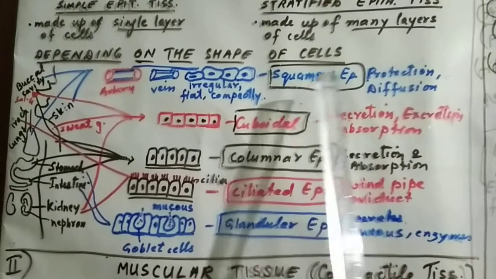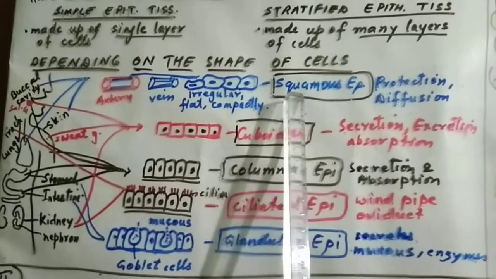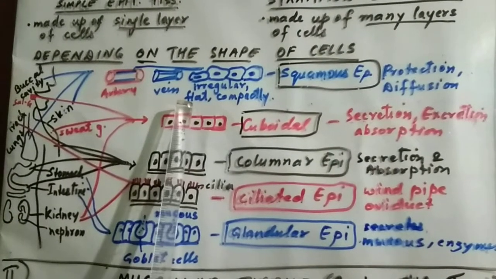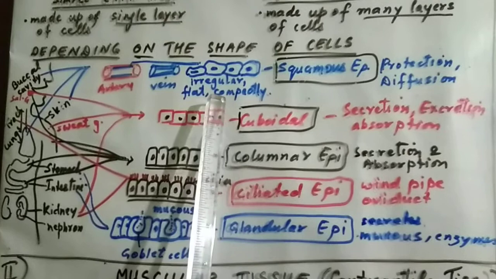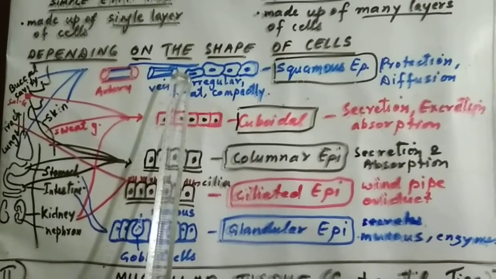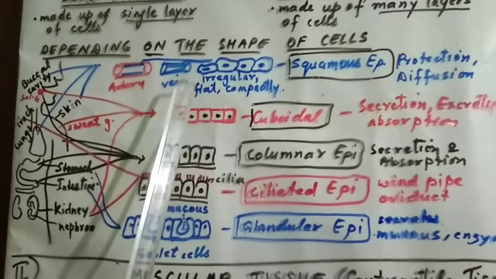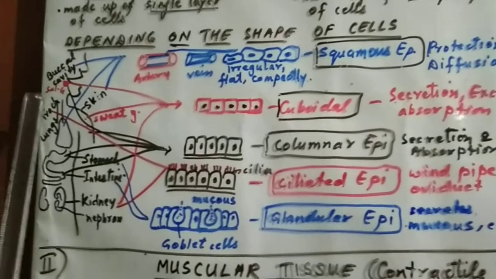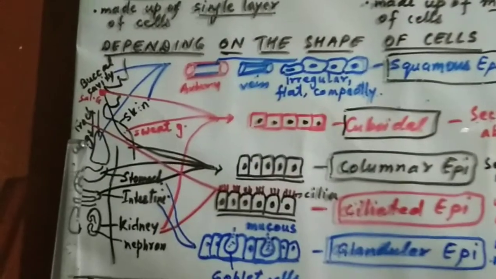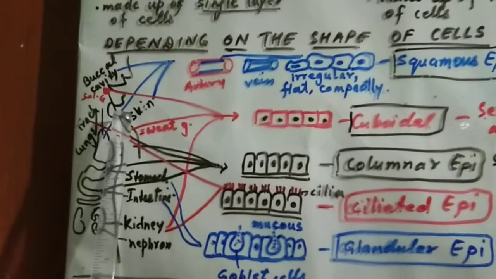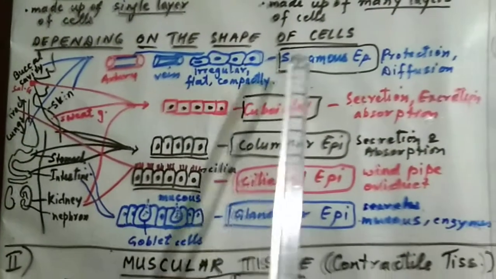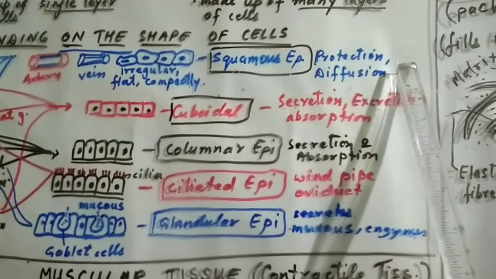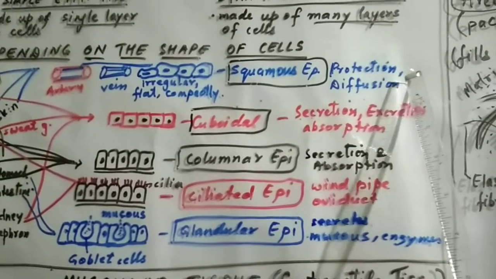First one is called squamous epithelial tissue. What is the shape of this? They are irregular in shape, or they can be flat also, and they are compactly arranged with a prominent nucleus. Where are they located? They are located in the veins, arteries, the blood vessels shown here. They are present in the buccal cavity. They are present in the lungs, as well as on the skin. What is the function of squamous epithelium? Generally it gives protection, as well as it helps in the diffusion of gases and nutrients.